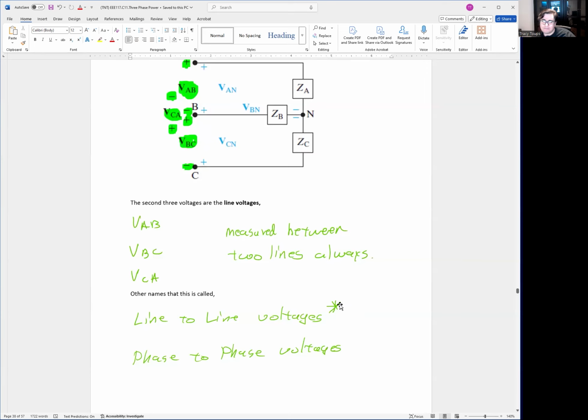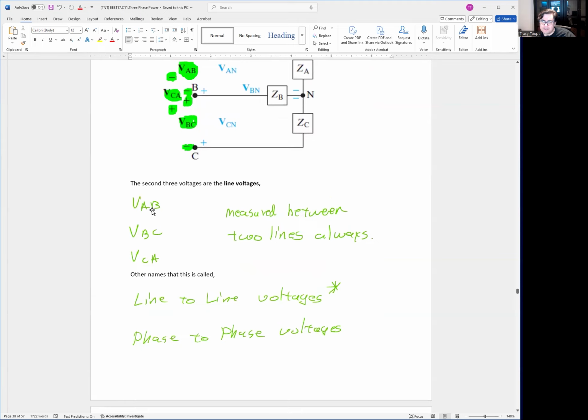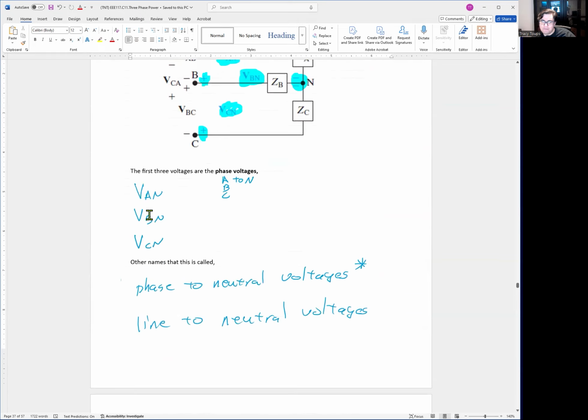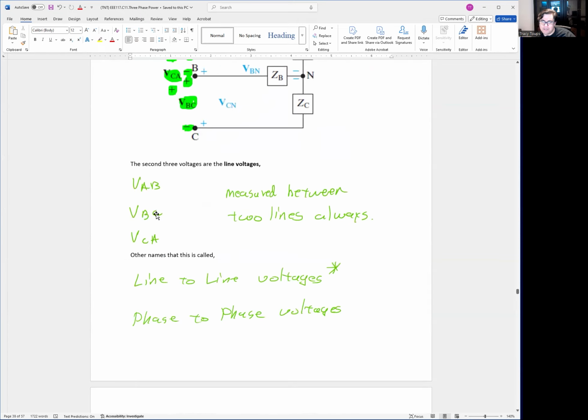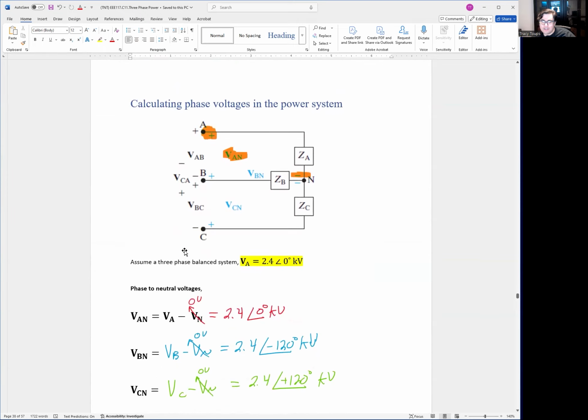Okay. So what that means is there's technically 6 voltages. VAN, VBN, VCN, and then VAB, VBC, and VCA. So there's now 6 voltages to keep track of. Now the question is how do we calculate these voltages? We have definitions, but let's put some math behind it.